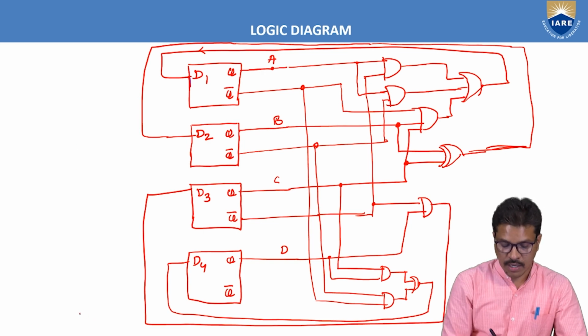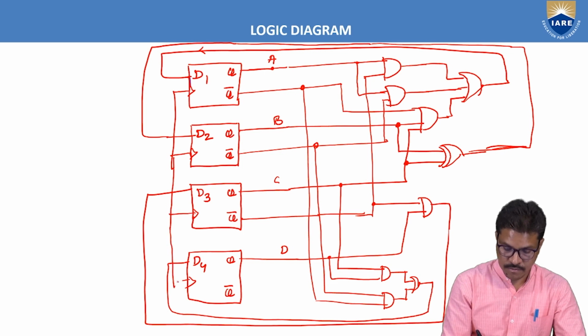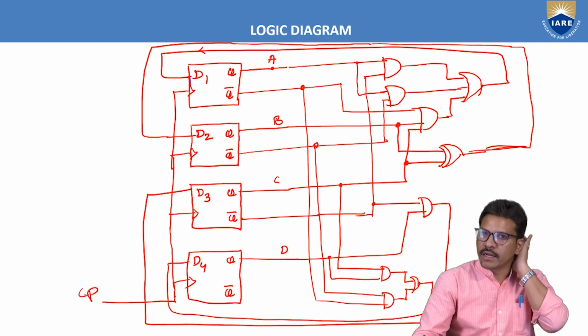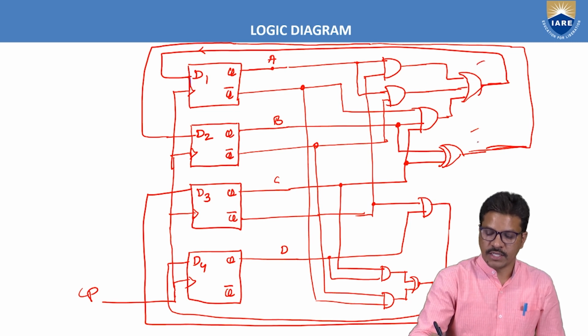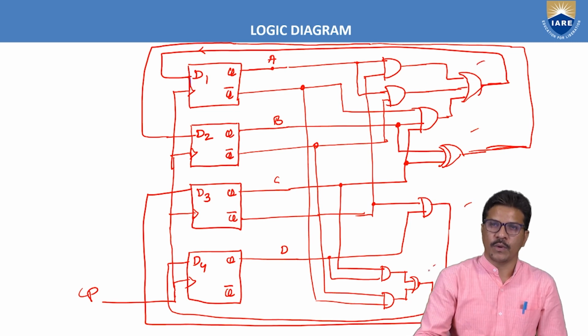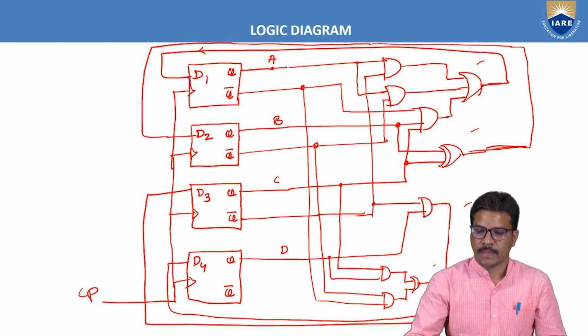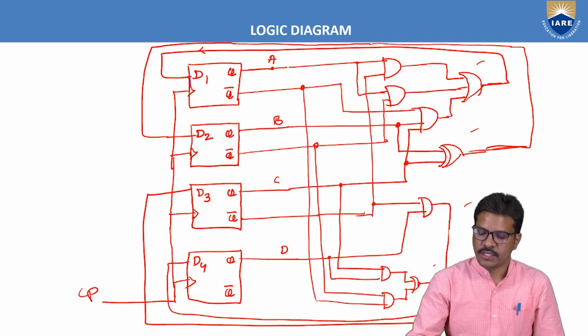And we have a common clock. Each flip-flop is connected to the common clock pulse. So this is the flip-flop part, these 4 flip-flops, and this is the combinational part. These are all the combinational connections, and they are connected back to the flip-flop inputs. So finally we get the logic diagram. This is the way to design synchronous sequential circuits.